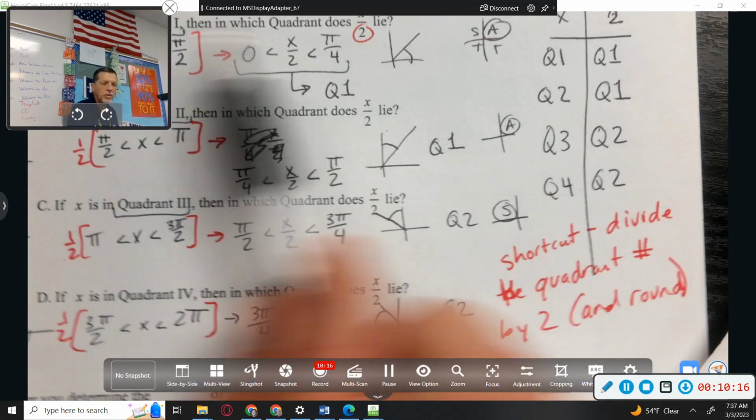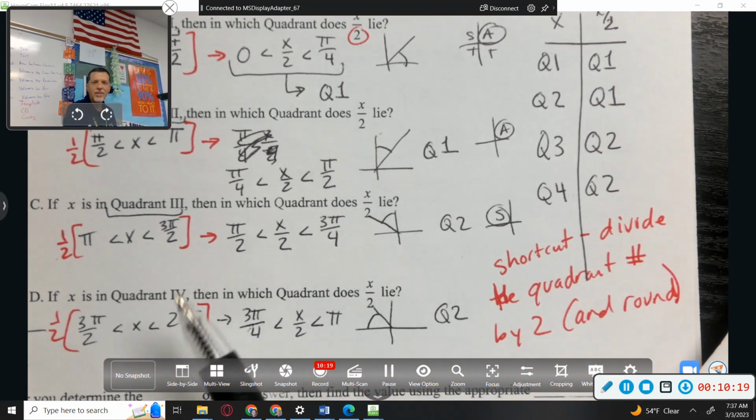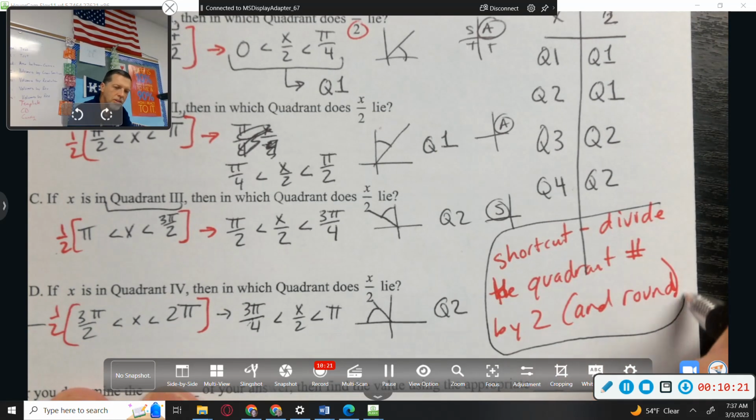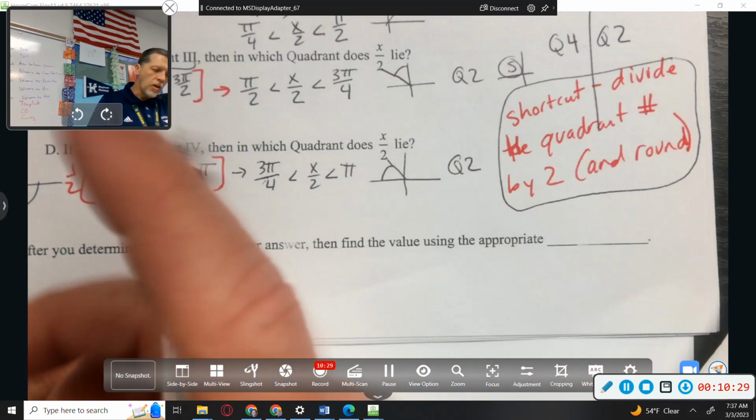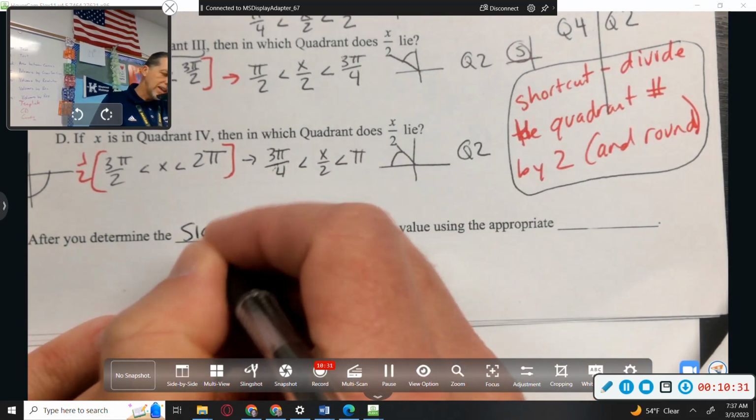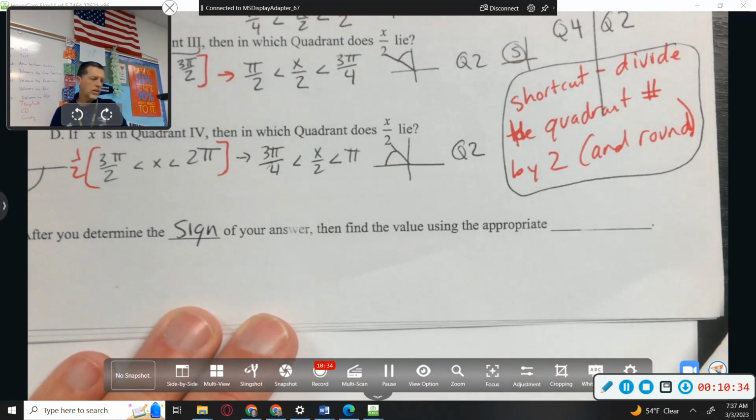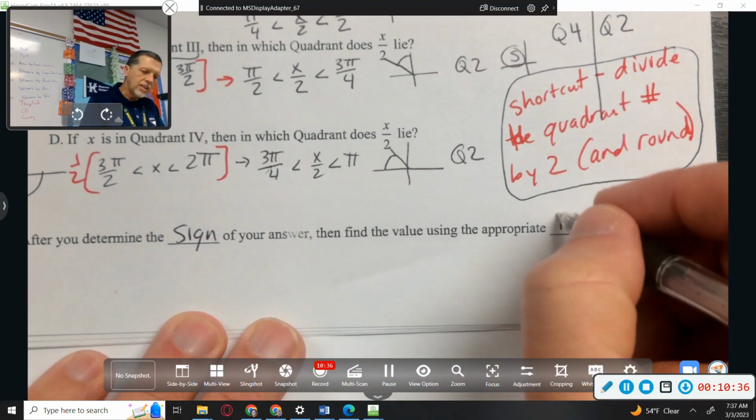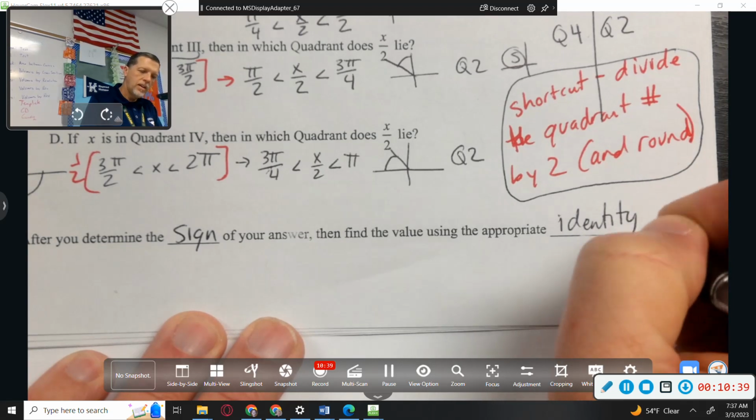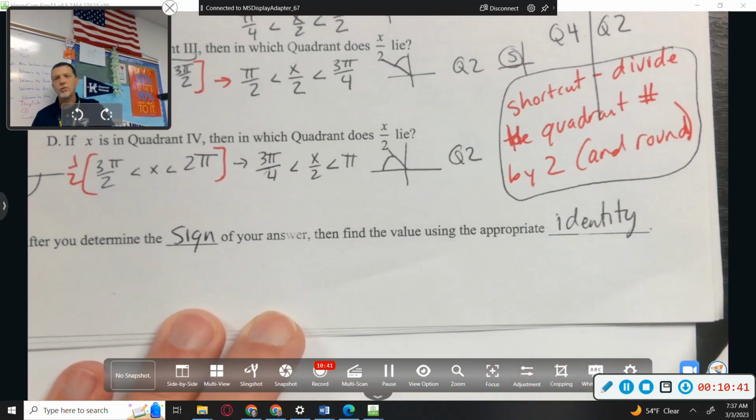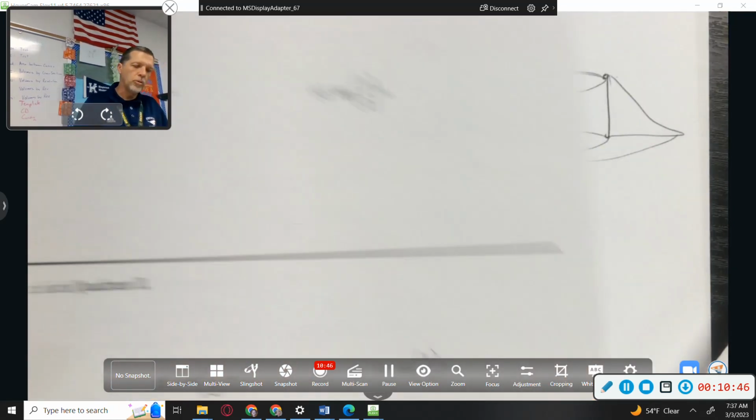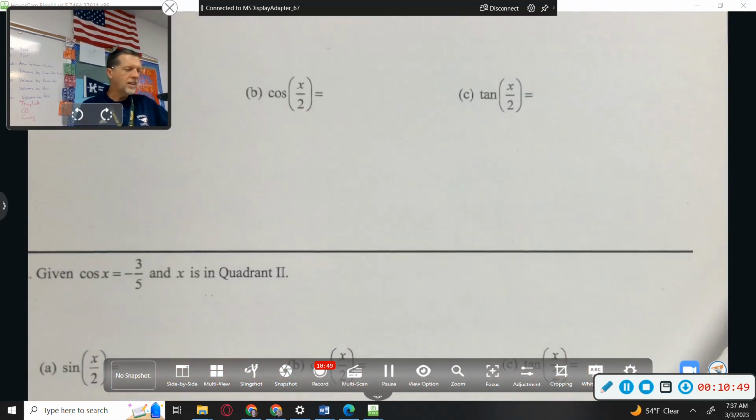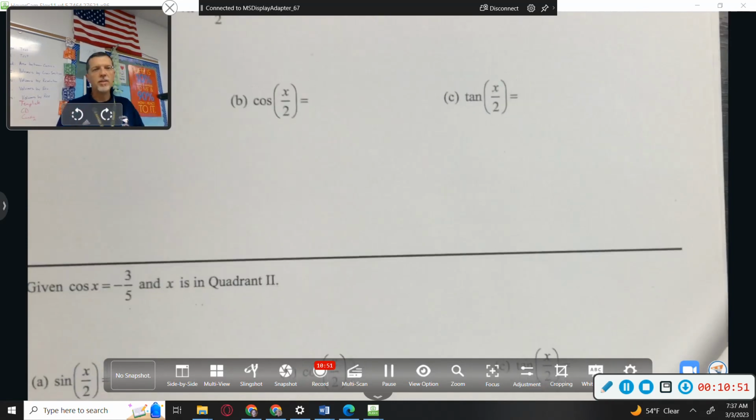So we went through all this, but you really don't have to do all that. Just divide the quadrant by 2 and round the right way. Round as you're supposed to round. So all that was to determine the sign of your answer. After you do that, then you just use the identity, and it's kind of like all the other ones. Draw the picture, plug things in, be careful with your algebra, all the usual things. So the only extra thing today is make sure you grab the right sign, the right plus or minus.